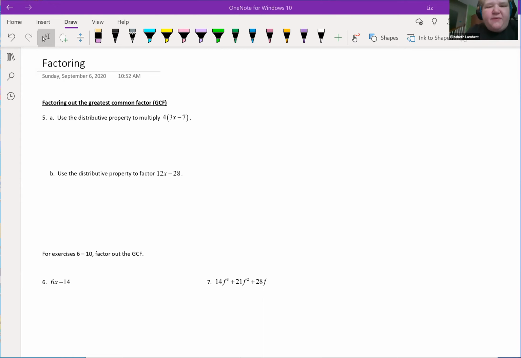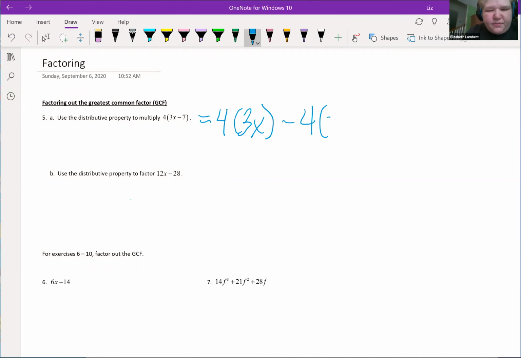So the first one is just kind of examining what factoring is all about. And factoring is the undo process for distributing. So here, if I distribute the 4 across the parentheses, across the subtraction, I'm going to have as an intermediary step 4 times 3x. And then I wrote it minus 4 times 7. You could write plus 4 times negative 7. Either way works as long as you end up with a minus 28 for that result.